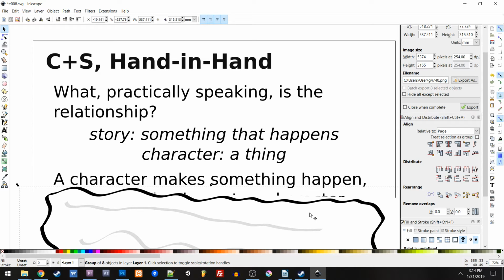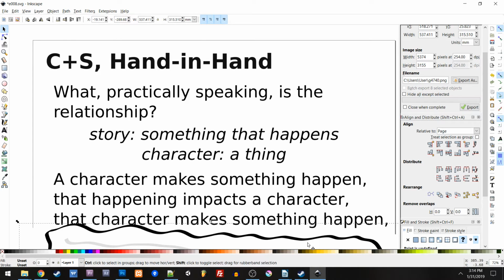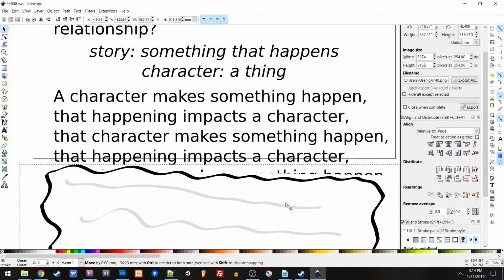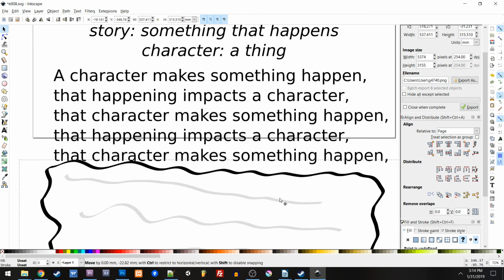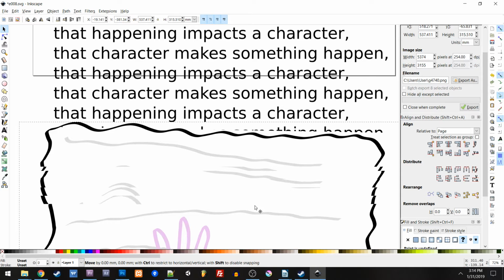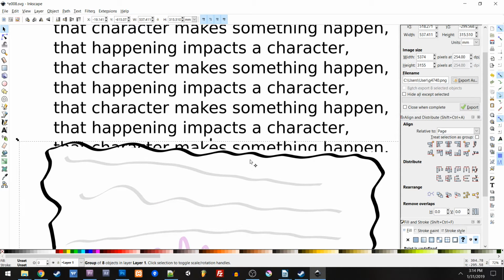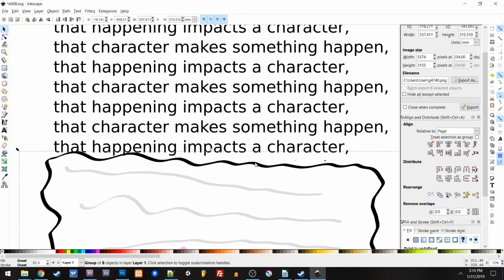A character makes something happen. That happening impacts a character. That character makes something happen. That happening impacts a character. And that character makes something happen, and it's turtles all the way down. So we can keep going through with this, and this is basically how a story works. A character makes something happen. That impacts a character reaction. So it's essentially character action and reaction.